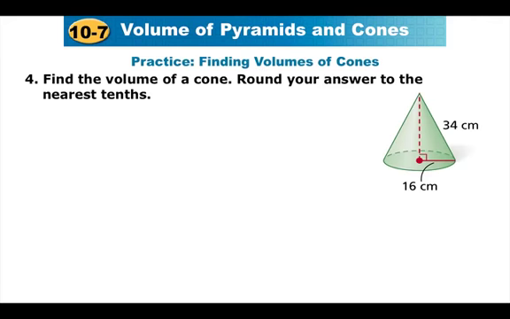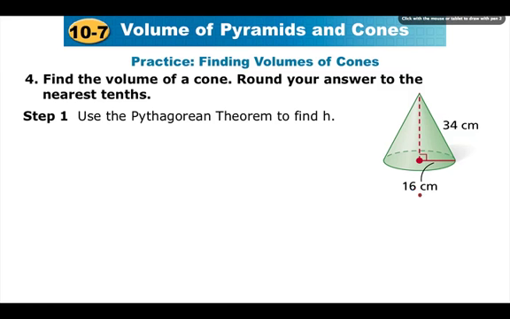Find the volume of a cone, round to the nearest tenths. So this is the information in problem number 4. The radius, the slant height, you don't have the height. So we need to use the Pythagorean theorem to find h. Once you apply the Pythagorean theorem, this is the equation that you set up, and you end up with h equals 30.